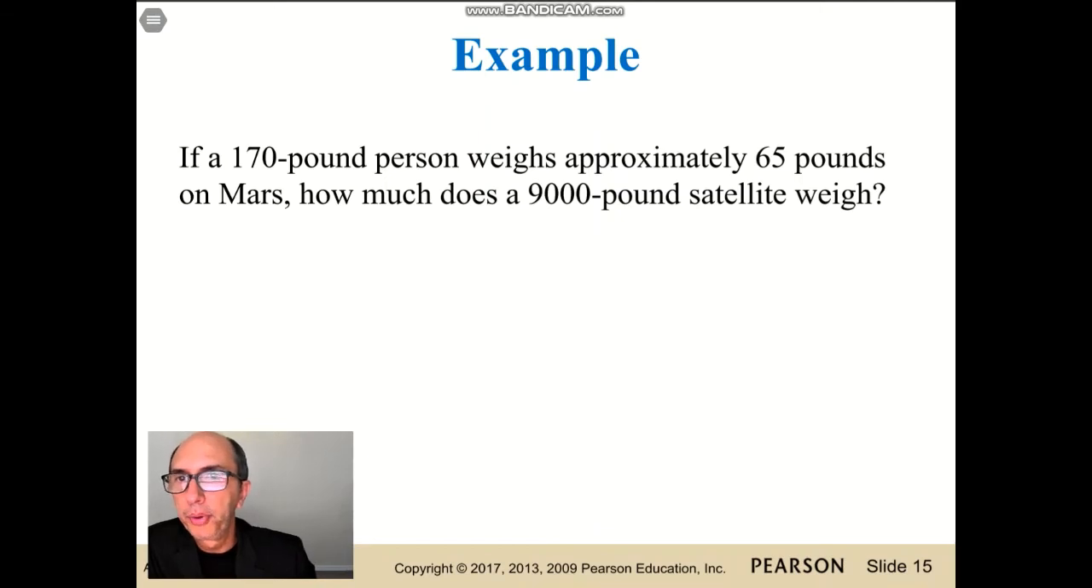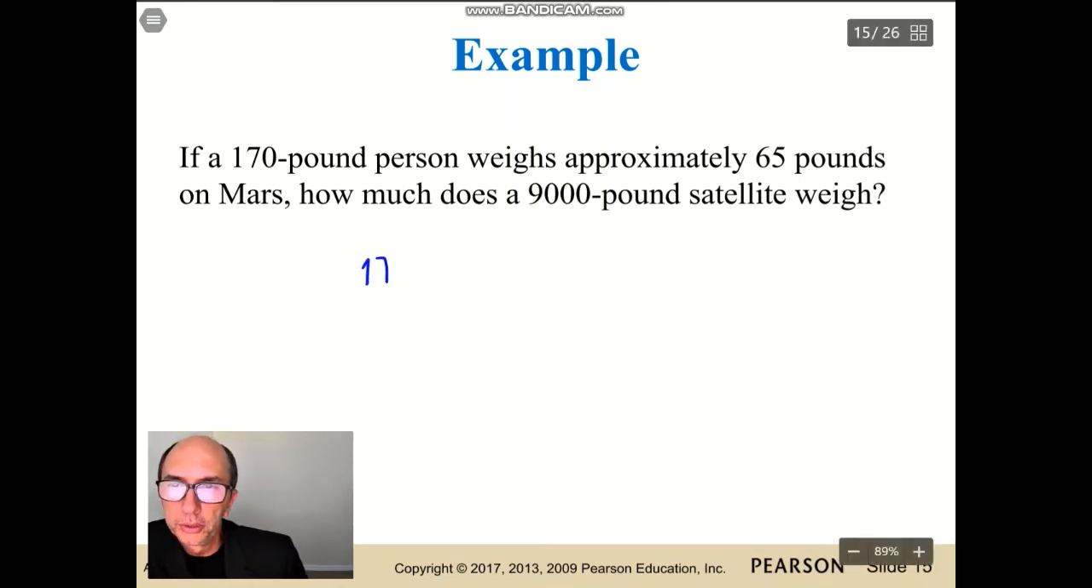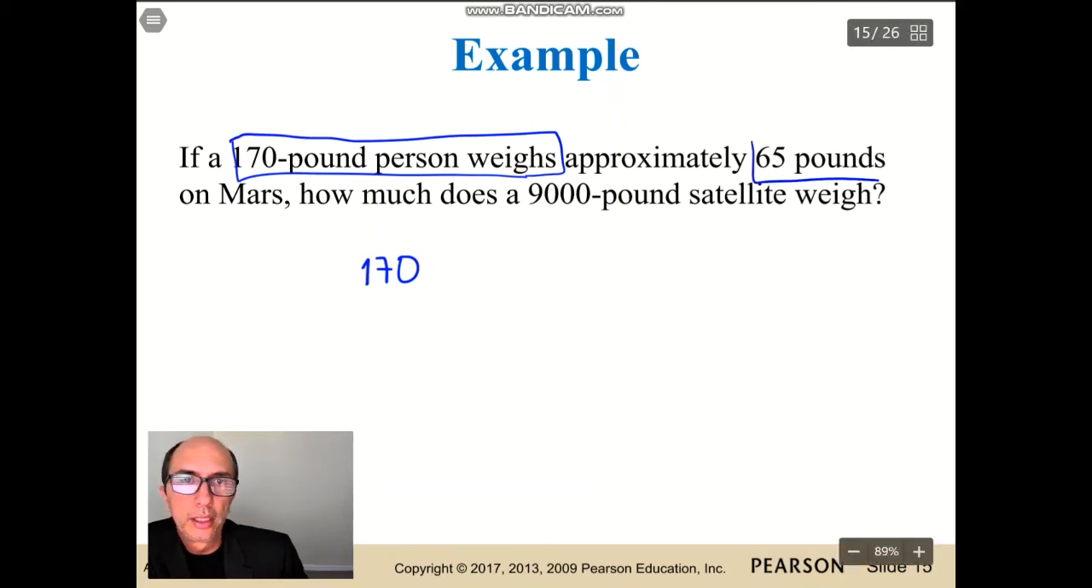Here is an example. If a 170-pound person weighs approximately 65 pounds on Mars, how much does a 9,000-pound satellite weigh? So we will work it out here, we will write down the proportion. So if a 170-pound person, this is on Earth, right? This is the weight on Earth, and this is the weight on Mars.